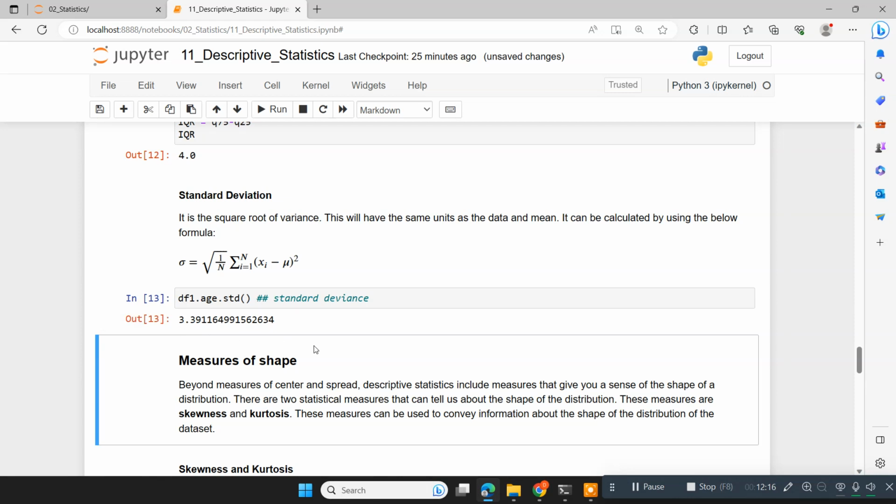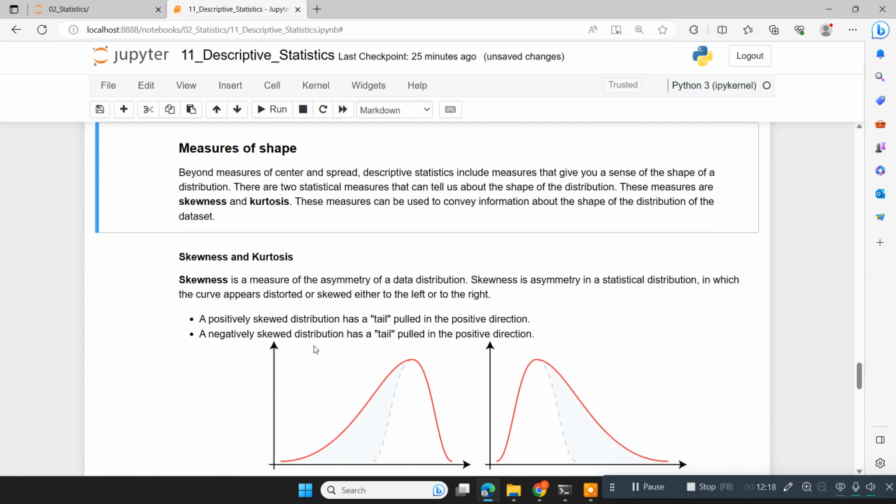Then there are also measures of shape. This is also important to understand or study your data. In this we have two measures, skewness and kurtosis. Importantly, these measures of shape give the shape of your data, how your data is distributed.